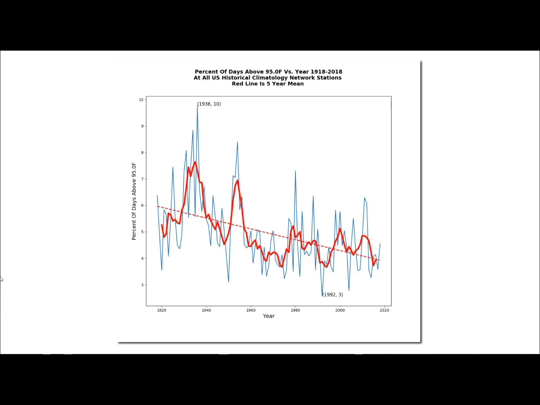The United States has by far the best daily temperature records of any large area in the world, and most of it is stored in the United States Historical Climatology Network database from NOAA. This graph shows the percent of days above 95 degrees Fahrenheit at all United States Historical Climatology Network stations over the past century. What this graph shows is that prior to 1960, 95-degree days were much more common in the United States. In fact, in 1936, 10% of days over the entire year were above 95 degrees. Now we're down closer to 4%. The frequency of 95-degree days in the United States has dropped nearly in half over the past century.